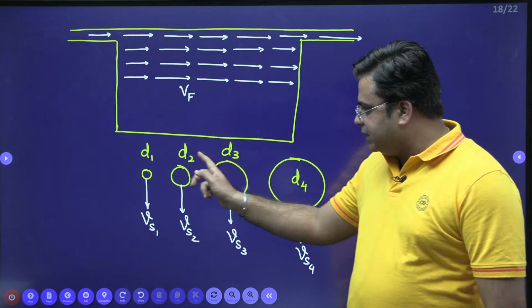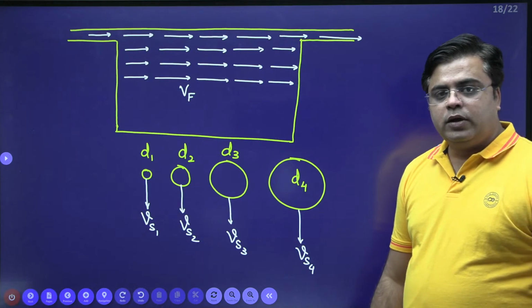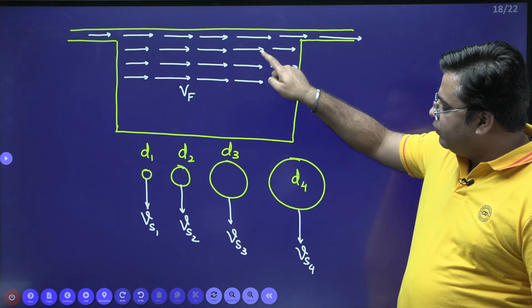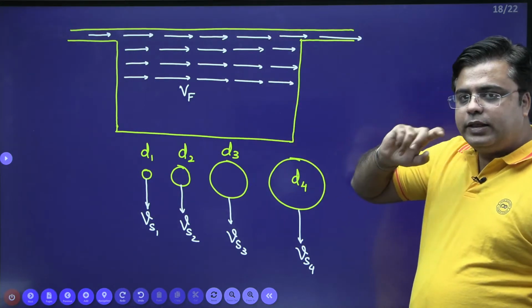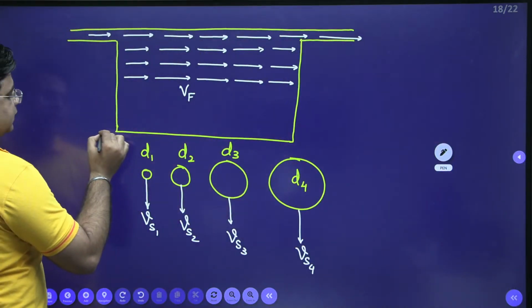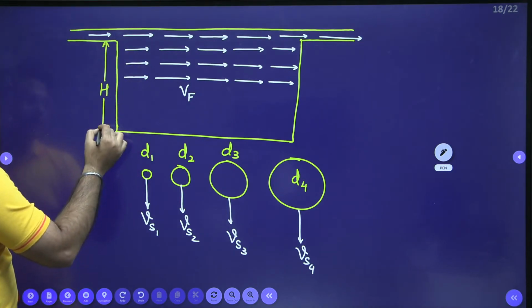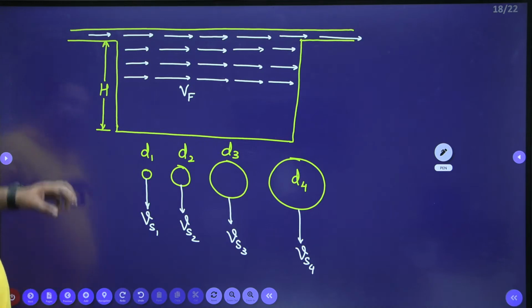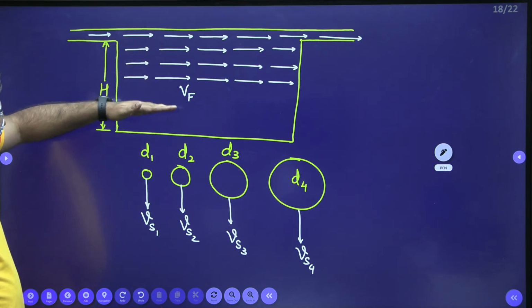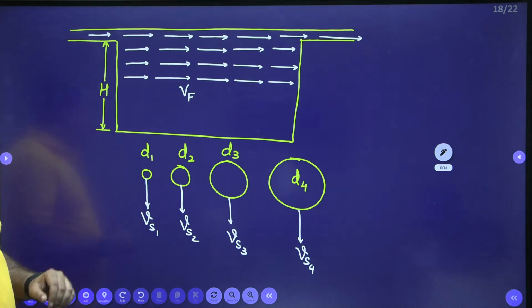With the changing size, all these particles are going to have different settling velocity. With respect to these settling velocities, if the particles want to settle inside the tank, they need to cover this distance of capital H, which is the height of the settling tank. All the particles which are entering the tank, in order to reach the bottom of the settling zone, have to cover this vertical distance of capital H.